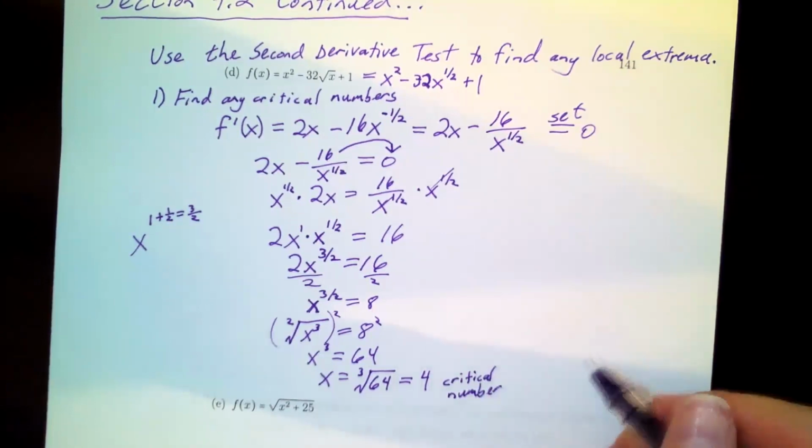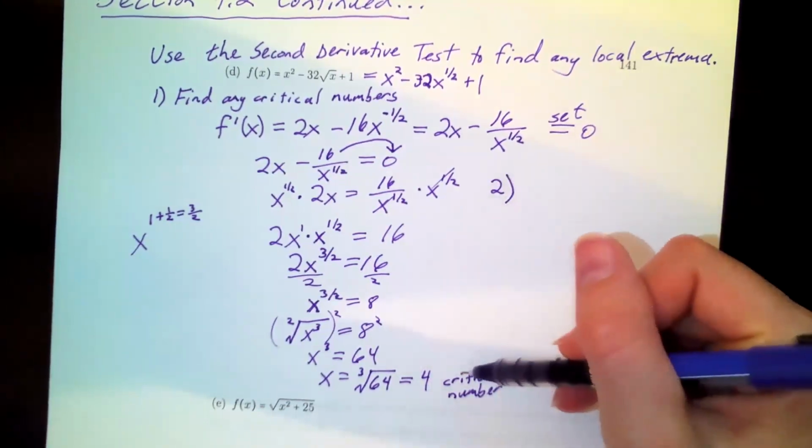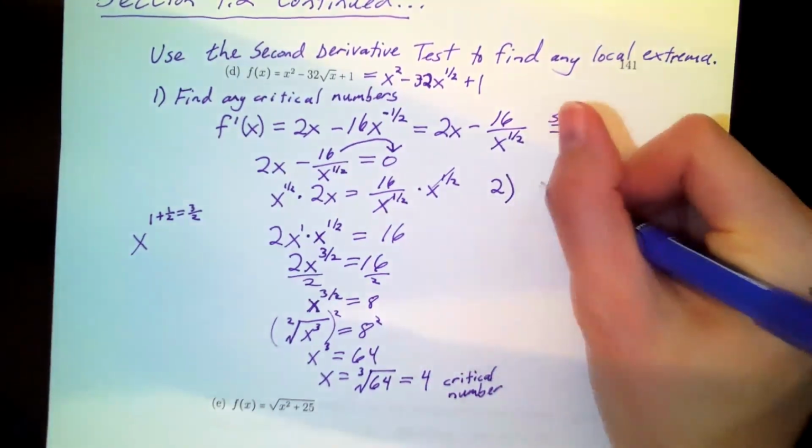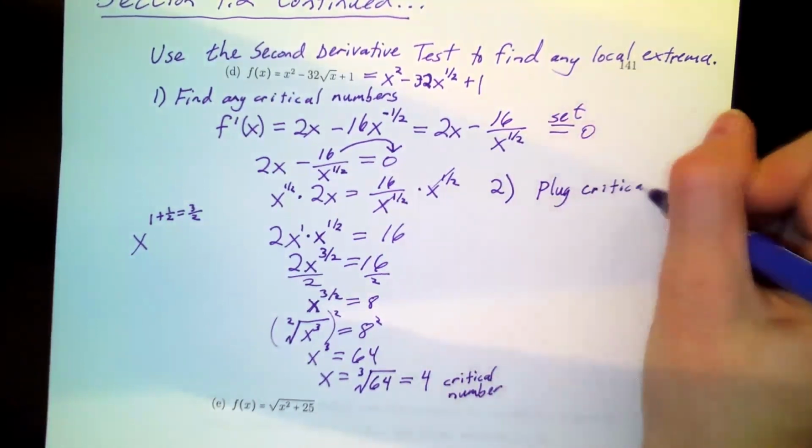Now, what we do as part of the second derivative test, once you have your critical number, your maximum candidate, you're going to plug the critical number itself into the second derivative.